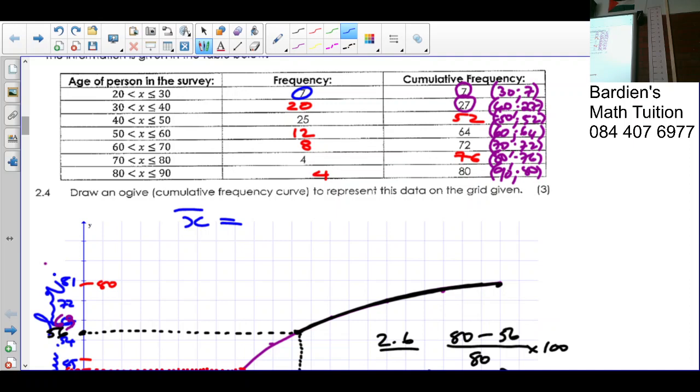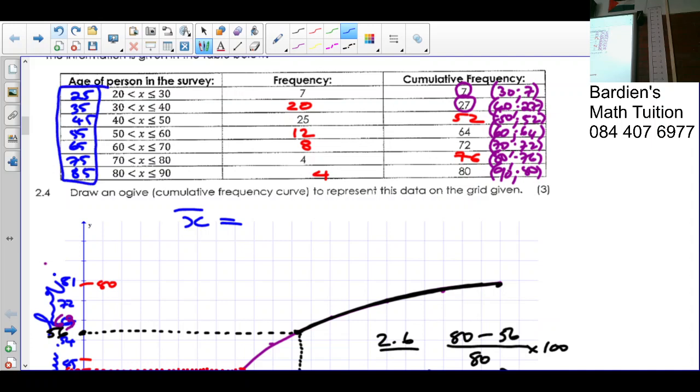So we use the average of the class intervals as well. Okay, so the averages of the averages. If you add 20 and 30, you get 50 divided by 2 is 25. 30 plus 40 is 70 divided by 2 is 35. Then 45, then 55, 65, 75 and 85. So these are the class midpoints.